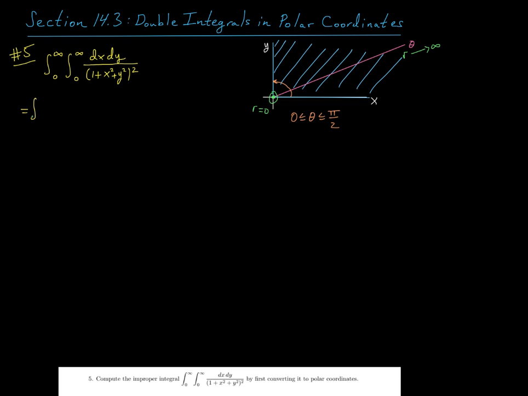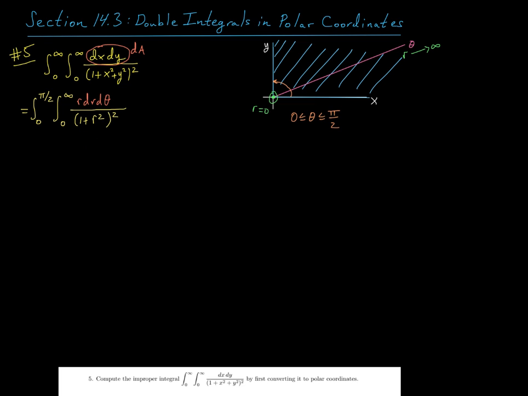So we can go ahead and set this up now as the integral from 0 to pi over 2, and then the integral from 0 to infinity. And our dx dy, that's just our dA. And so in polar, we're going to have r dr d theta. And then we're dividing here by 1 plus, and x squared plus y squared is r squared in polar, and then that quantity is squared. All right. So here we are.